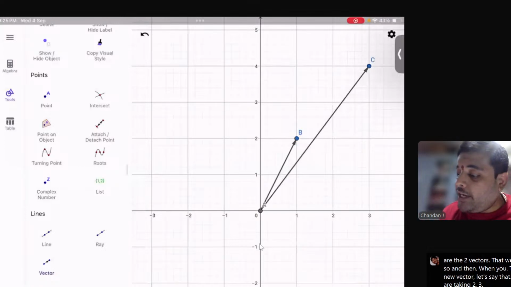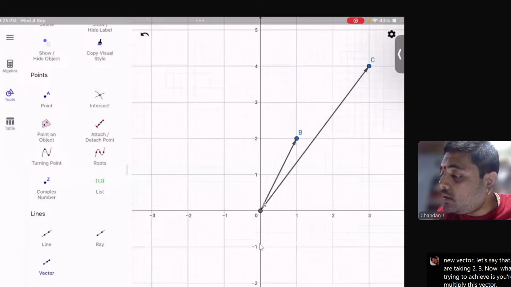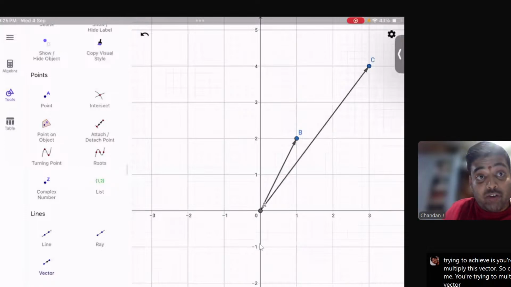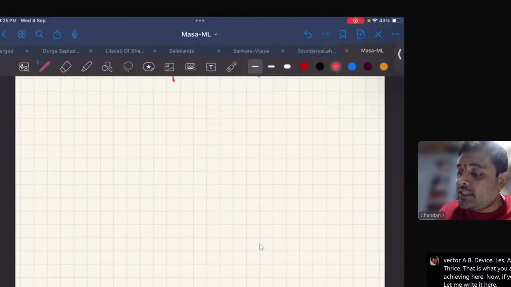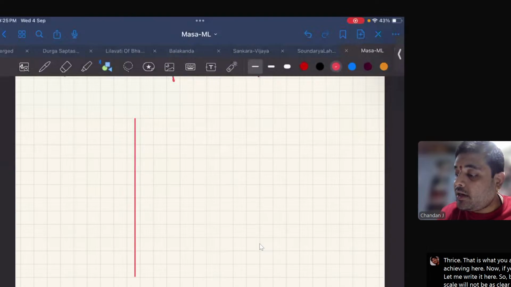Now, what you are trying to achieve is you're trying to multiply this vector AB twice plus AC thrice. That is what you are achieving here. Now, let me write it here. But the scale will not be as clear as you can see there.